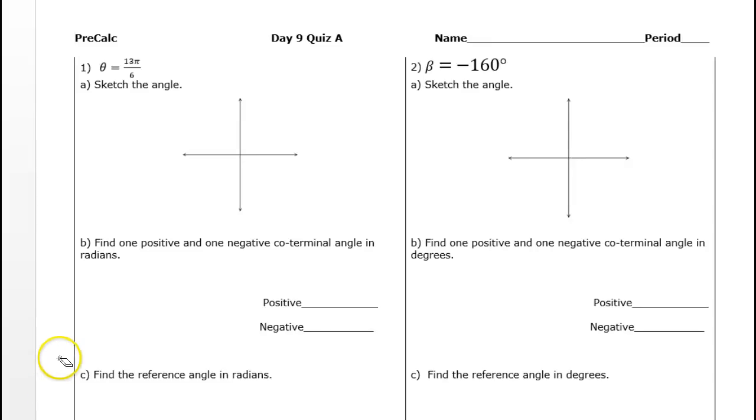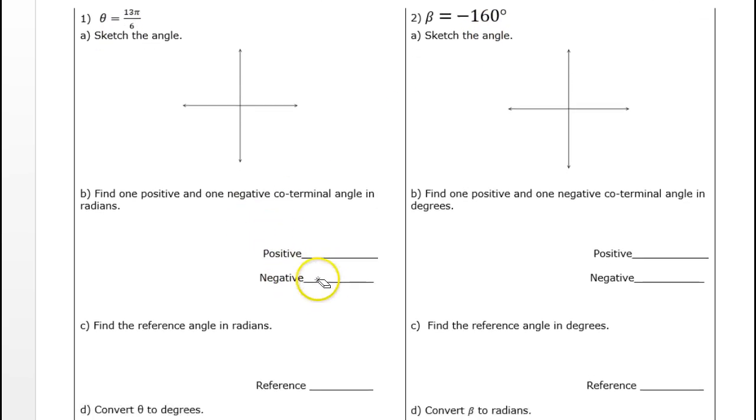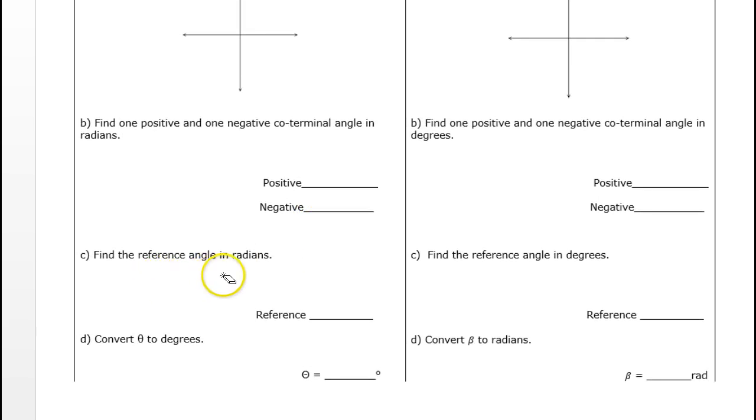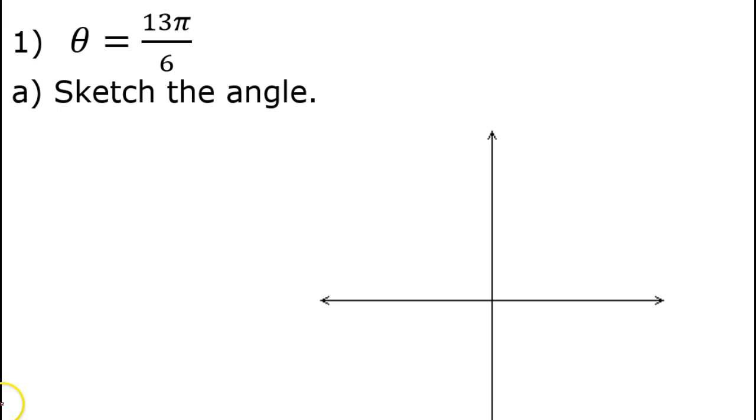In this video, I will show you how to sketch an angle in radians and degrees. I will show you how to find the positive and negative coterminal angles, and I will show you how to find the reference angles. In addition, I will show you how to convert from radians to degrees and from degrees to radians. Alright, for this problem, let's sketch the angle 13 pi over 6.